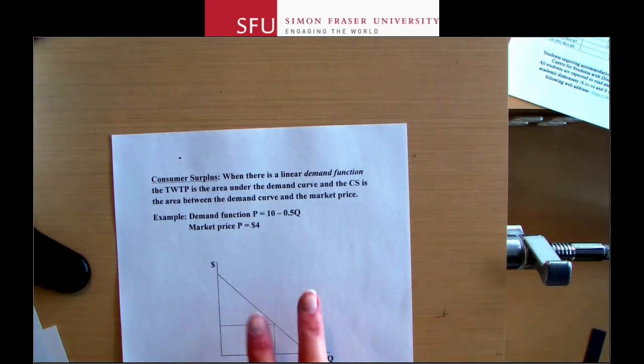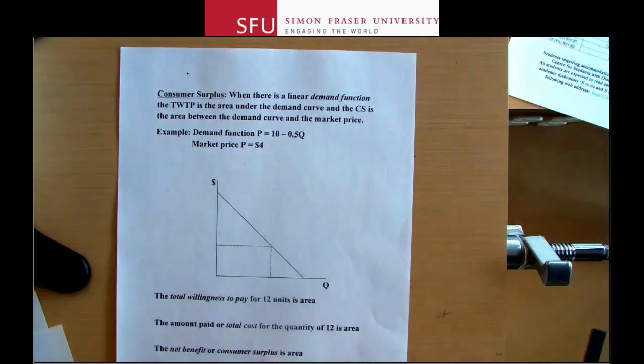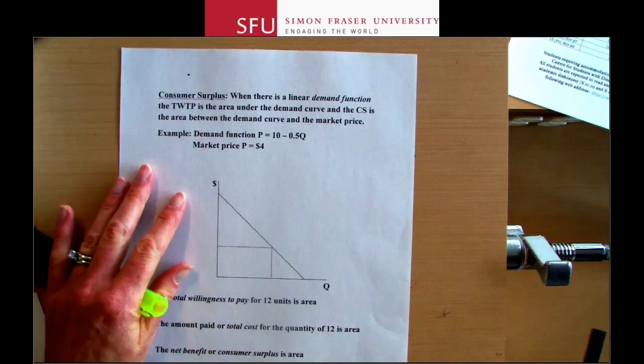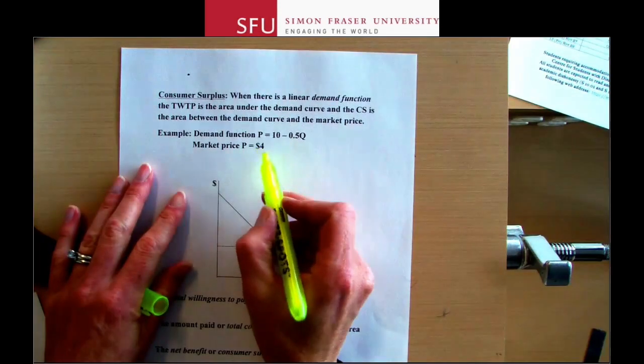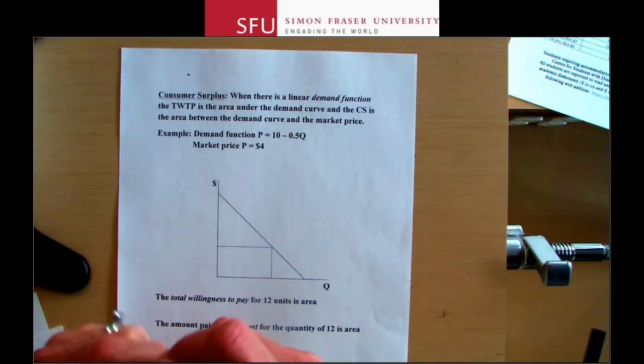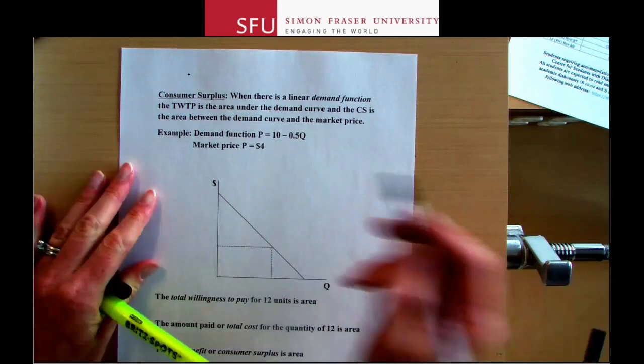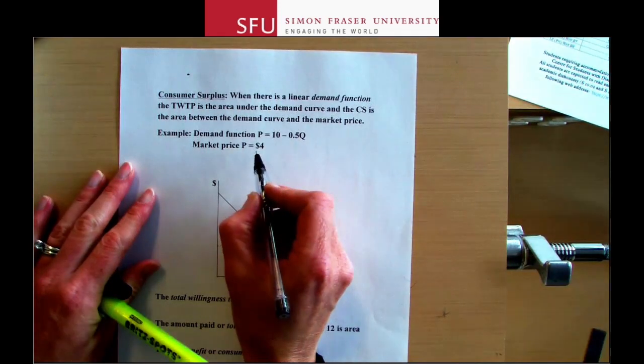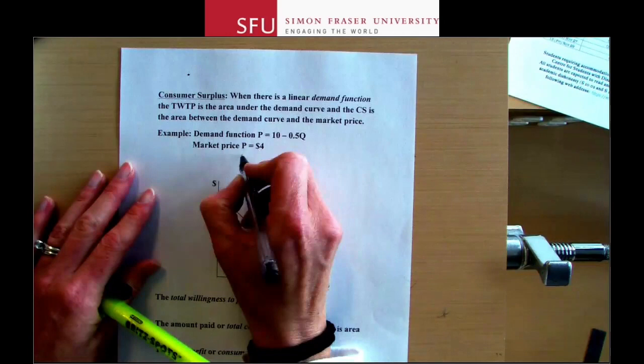Okay. So here we have a demand function and a price. So first thing to do is calculate what quantity will the consumer buy. All right, so we put 4 in for the price.